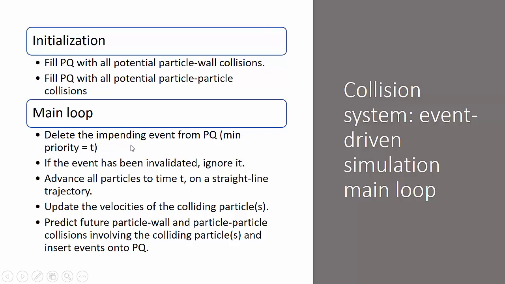let's delete the next event from the priority queue, minimum priority t. If the event has been invalidated, that means some other thing has happened and it's gone out, so we can ignore it and advance. We can check that by looking at certain things. Advance all particles to time t along a straight line trajectory, update the velocities of the colliding particles, and then predict the future particle-wall and particle-particle collisions involving the colliding particles and insert them into the priority queue.